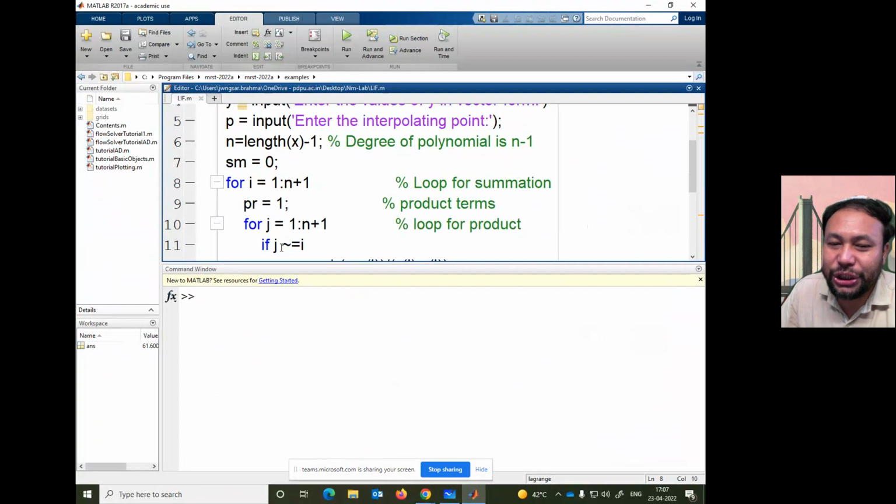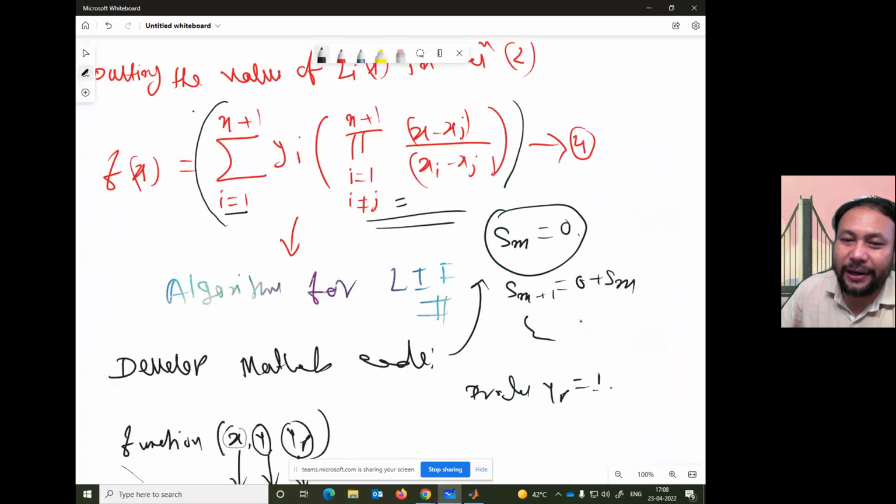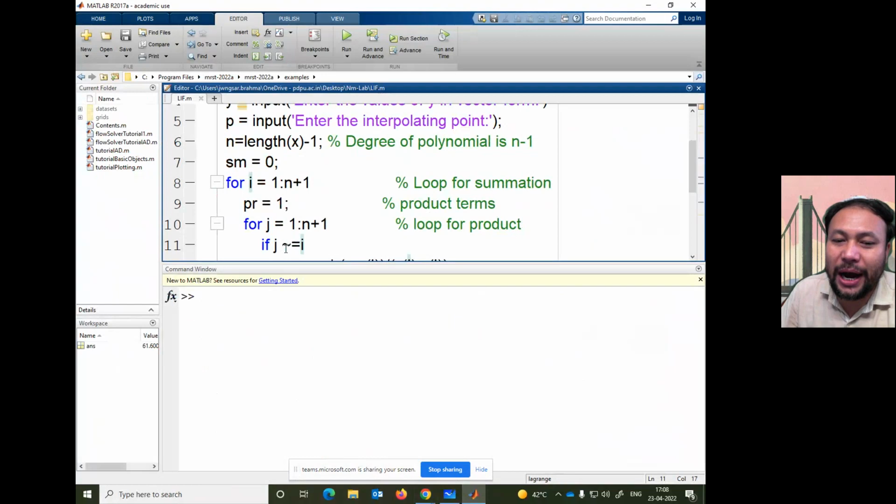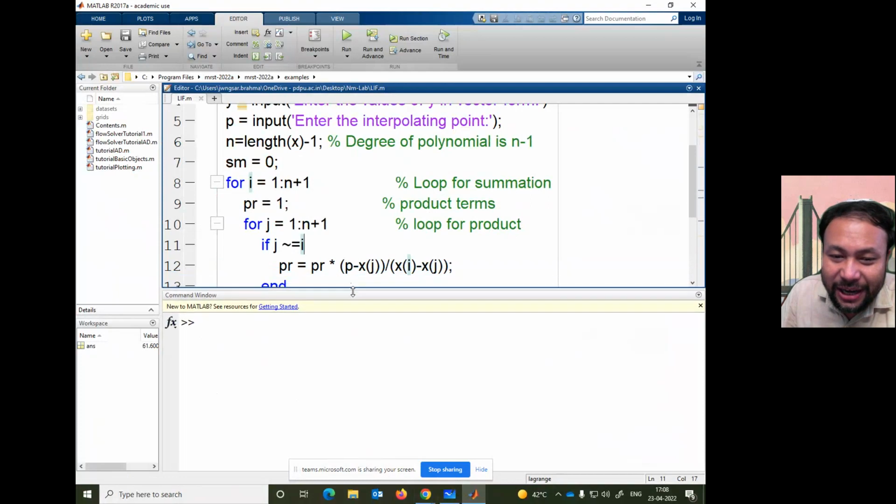If I is not equal to J, or J is not equal to I, right? This signifies not equal to in the Matlab code. If J is not equal to I, then only our logic can be applied here. If I is not equal to J, then only this is a finite number. If I is equal to J, it becomes infinity. That's why the condition has been posted here. If I is not equal to J or J is not equal to I, then just write down the formula.